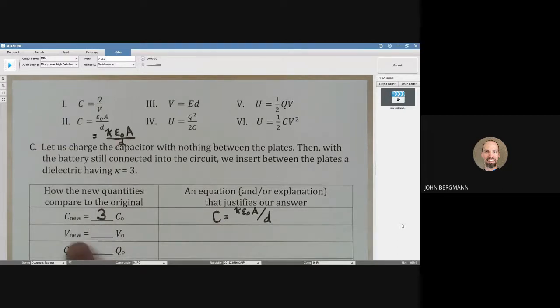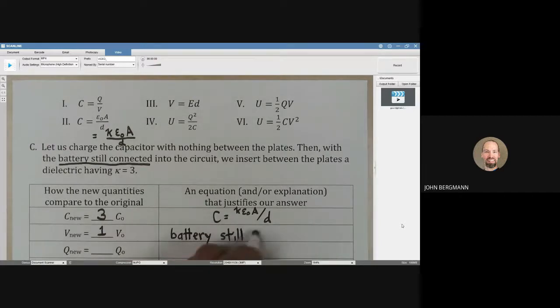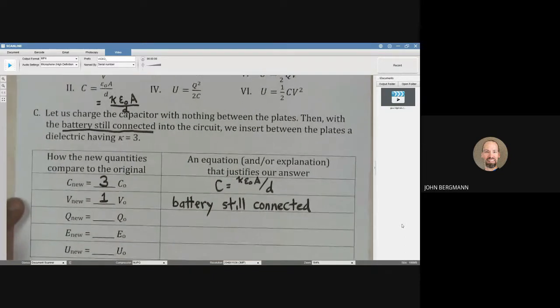What about the new voltage compared to the old voltage? This capacitor is still hooked up to the battery. It says right here, the battery is still connected. So the voltage is going to be held constant by the battery. A justification for that would be that the battery is still connected. So the voltage between the plates, the potential difference, is going to remain the same.